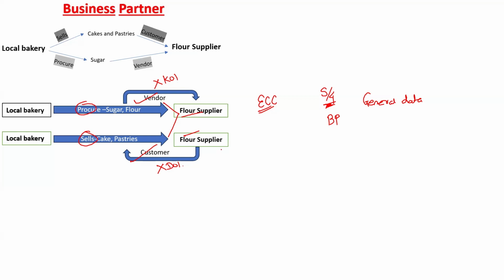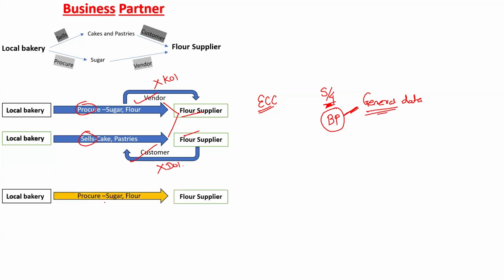So to align this data and to avoid this inconsistency, now in SAP S4 HANA, we can create a business partner which contains the common information, that is the general data, which is required for all the roles, vendor role, customer role. So now in this example, local bakery procures the raw material. That time, this flour supplier will act as vendor. So we'll create this flour supplier as a business partner and we'll extend this business partner role to vendor role.